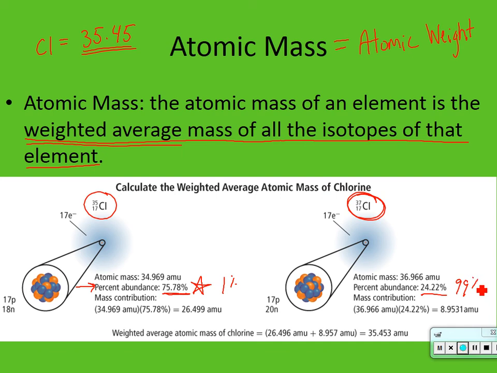Almost 37, right? It would almost be 37. It would be slightly lower than that because you have some chlorine 35, so it might be 36.9. Okay. So that's where the weighted average comes from. We have to take all the isotopes and it's a weighted average, based on its percent abundance.